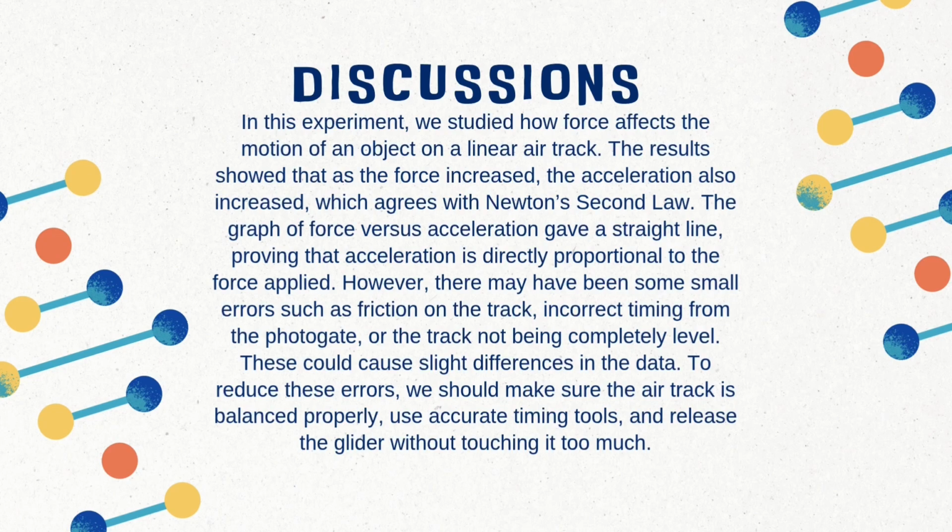However, there may have been some small errors, such as friction on the track, incorrect timing from the photo gate, or the track not being completely level. This could cause slight differences in the data. To reduce these errors, we should make sure the air track is balanced properly, use accurate timing tools, and release the glider without touching it too much.